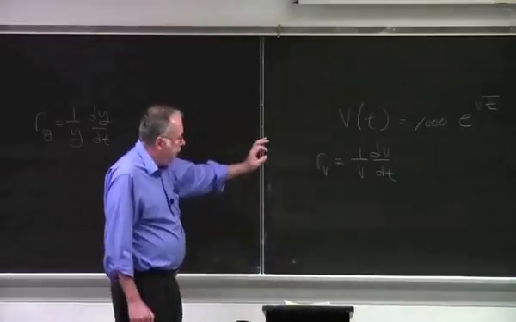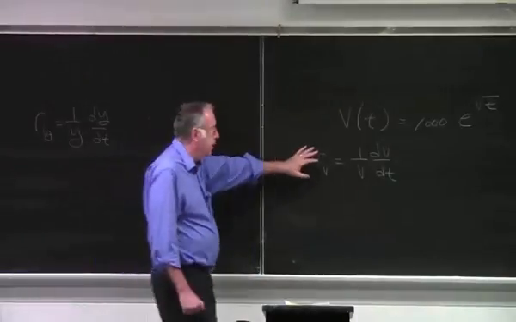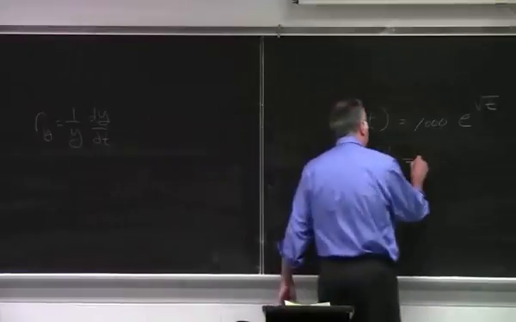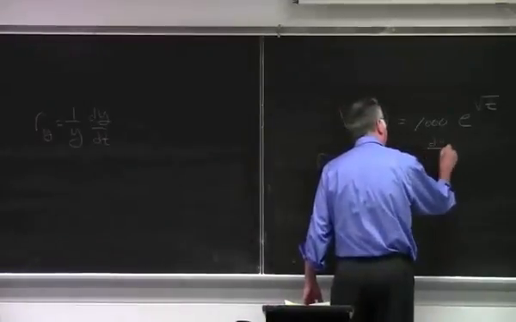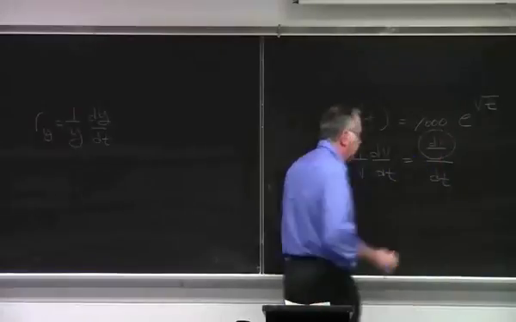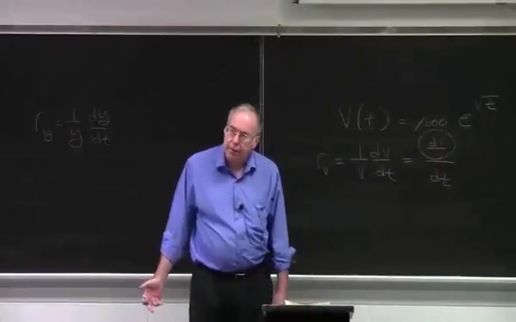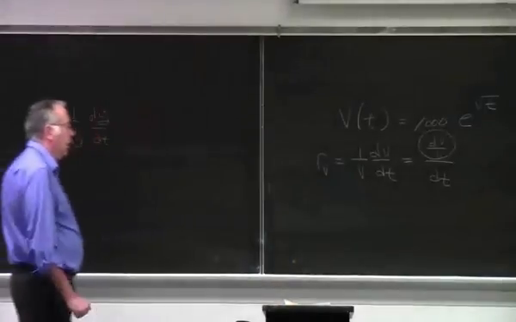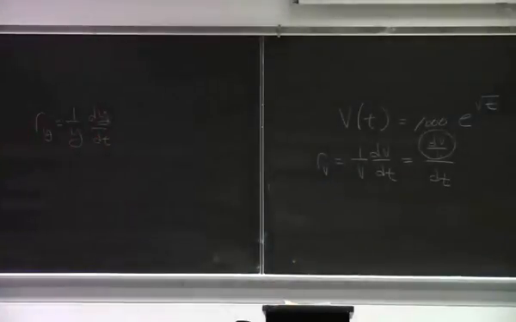Now, if you just multiply that by 1 over v, then what you have in the numerator is dv over v dt. And dv over v is just the proportional change in v. So if you just take dv/dt, multiply it by 1 over v, then you have the growth rate of v.